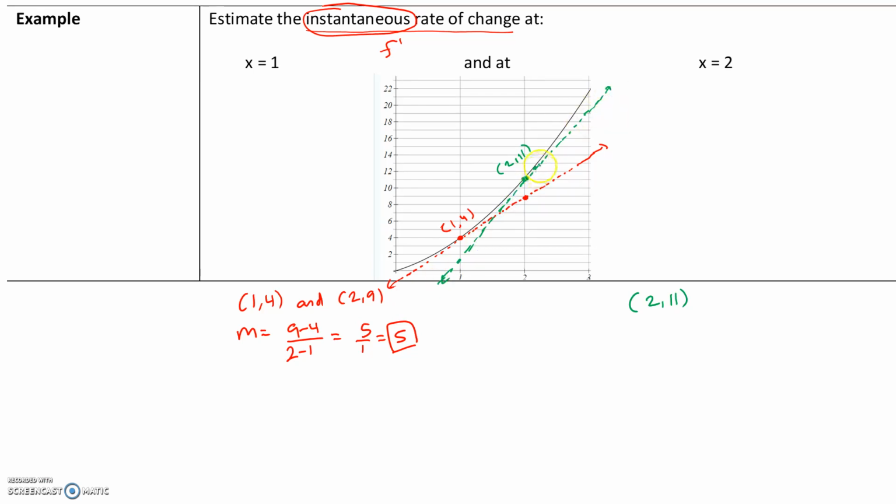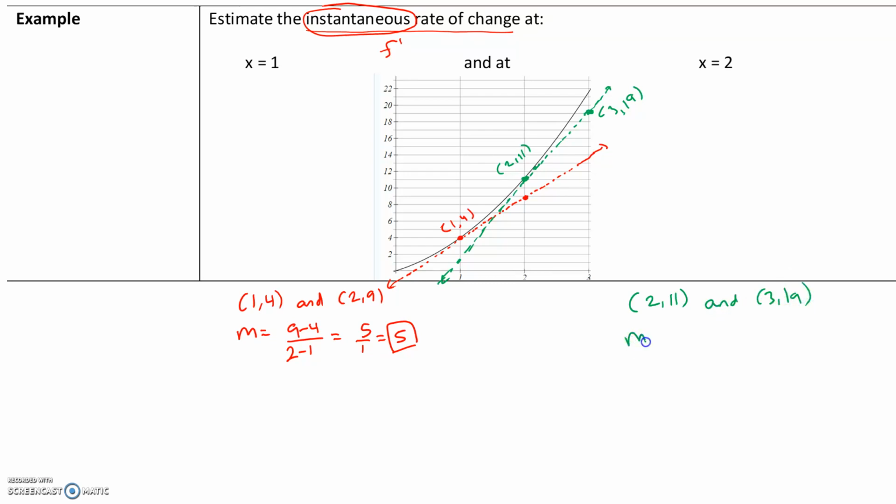So our second point we can pick as this one. We want to pick something that's on the corner of an intersection of an x and a y. So this point seems to be the point (3, 19). So we have (2, 11) and (3, 19).